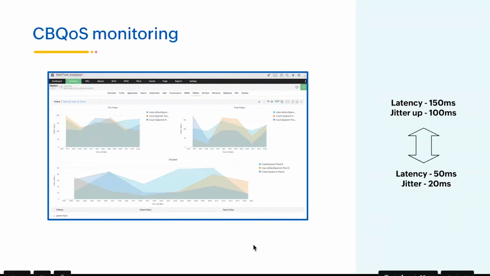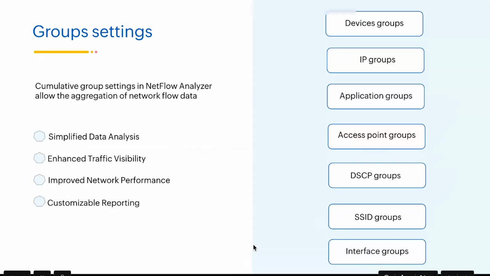Our next topic is group settings. So cumulative group settings in NetFlow Analyzer allow the aggregation of network flow data. The simplified data analysis aggregates data into meaningful groups for easier interpretation. Next, enhanced traffic visibility, which offers insight into specific traffic types and usage patterns. And you have improved network performance that basically helps identify and resolve bottlenecks by monitoring grouped traffic. Lastly, we have customizable reporting that allows tailored reports based on specific business needs.